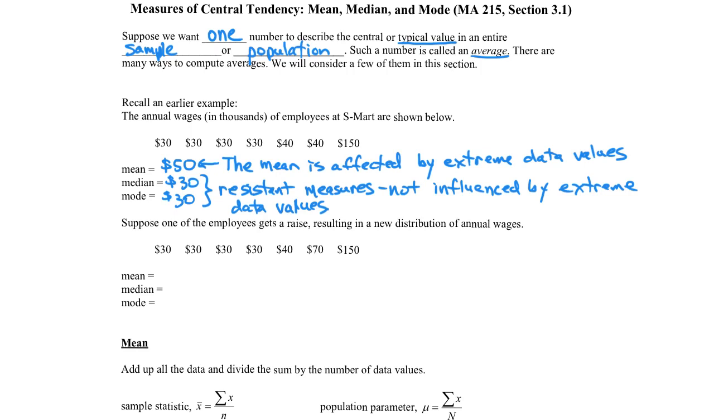So let's say one of these employees gets a raise, which is a really good day, right? This person comes in, they were making 40,000. All of a sudden they get 70,000. That's a huge raise.